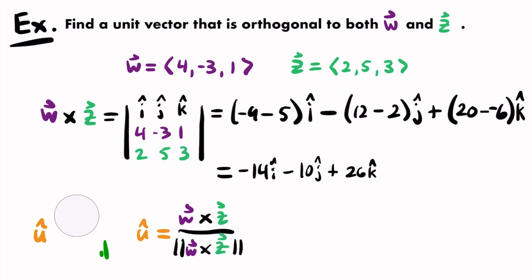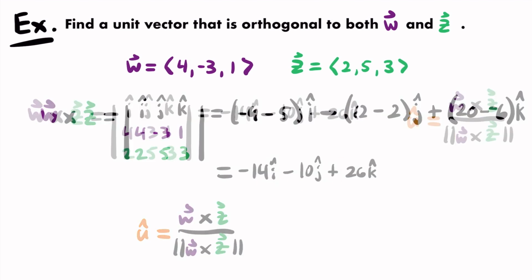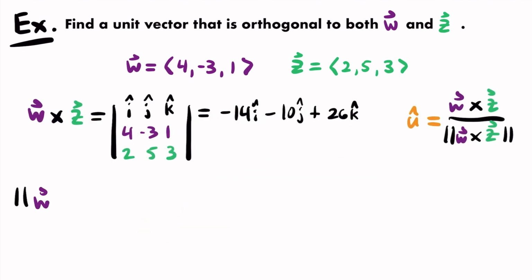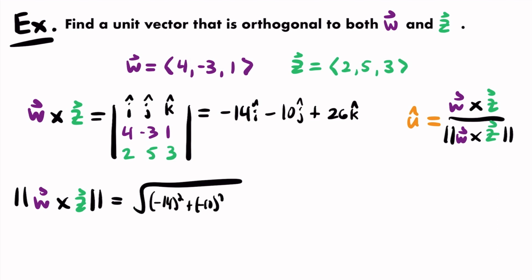All right, so all we have to do here to find the unit vector that is orthogonal to both vector w and vector z is take this cross product of vector w and vector z and divide it by its own magnitude. And so first of all, we need to find the magnitude of this vector. So let's do that. The magnitude of vector w cross vector z will be equal to the square root of the sum of the components squared. So we'll have negative 14 squared plus negative 10 squared plus 26 squared.